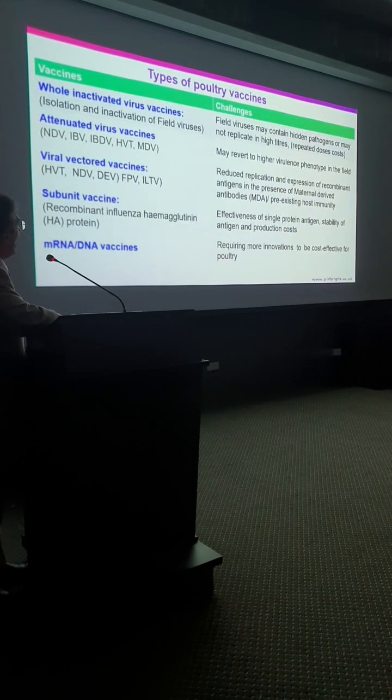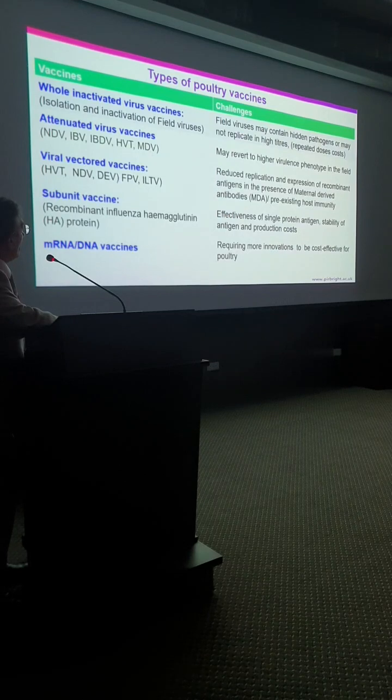But each vaccine has its own benefits as well as challenges. The benefits I already told. The challenges are, for example, if you are making the whole inactivated virus vaccines, the field viruses may contain some hidden pathogen. So you have the field virus and say the majority is, let's say, a flu or H9, but it may have some other viruses which you need to purify. You do not want something else in your vaccine seed. And then the field virus also should replicate in high titers, and it should have broad or at least strong antigenicity.